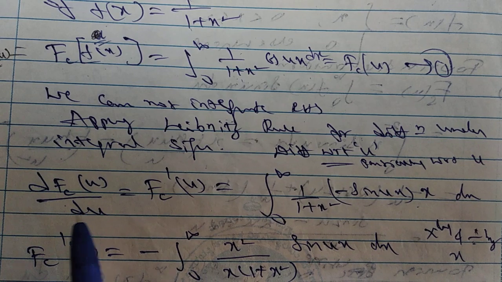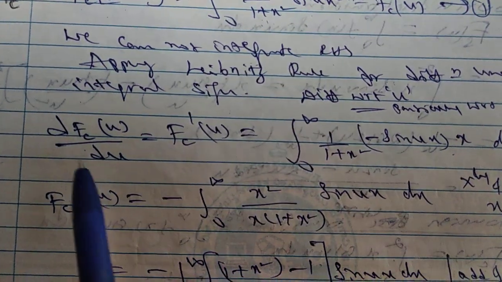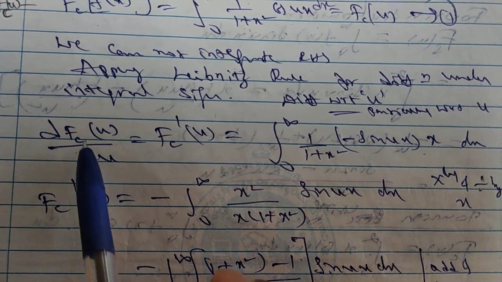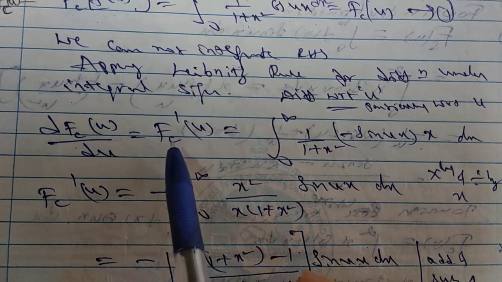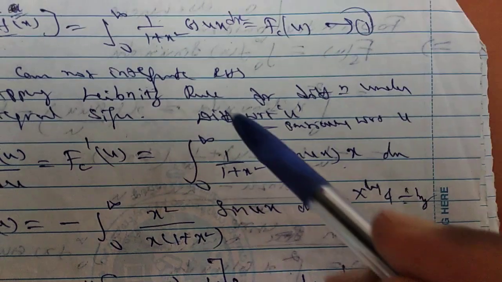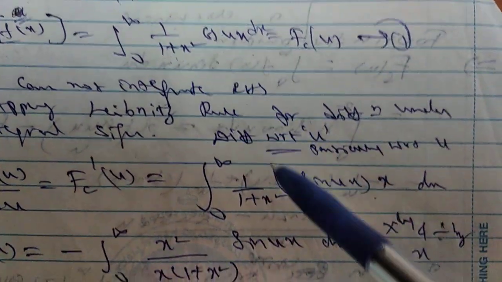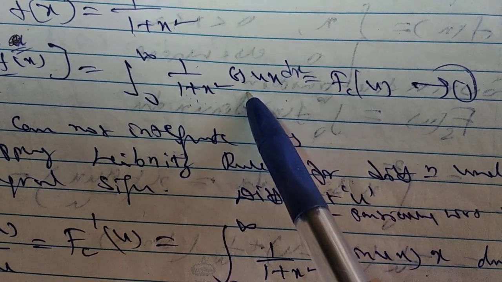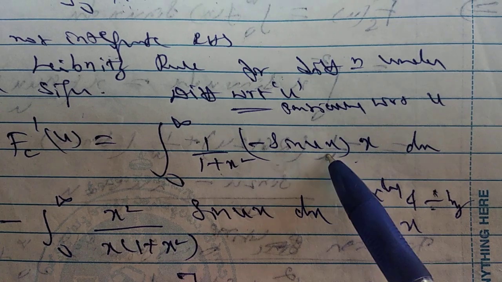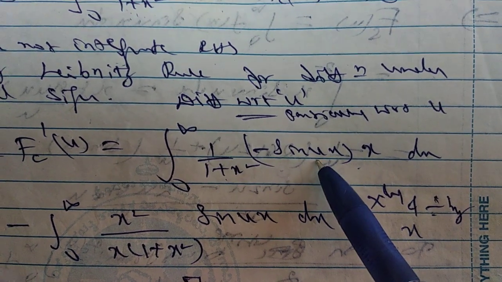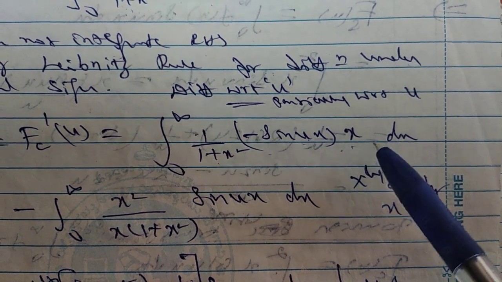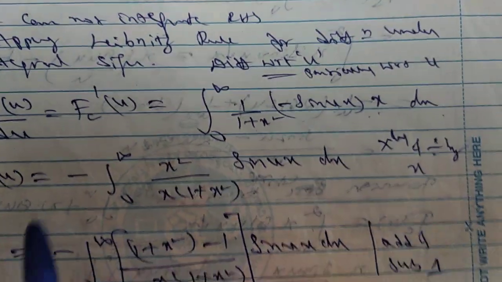Directly you have to differentiate with respect to u, means how to write? df of u divided by du. So df by du means f dash. Here 1 over 1 plus x square is there. You have to write 1 over 1 plus x square. So you have to differentiate partially with respect to u. Cos ux differentiation is minus sin ux. So ux differentiation with respect to u becomes 1. Then the remaining is x, into dx. So left hand side.